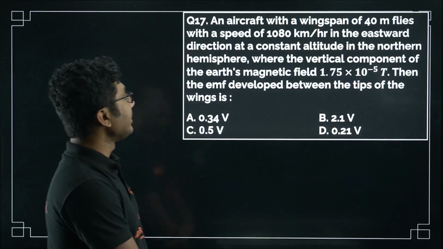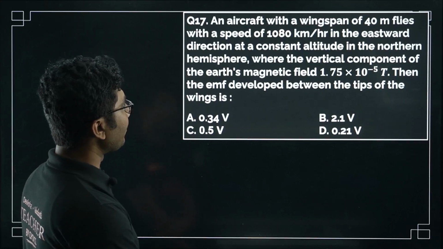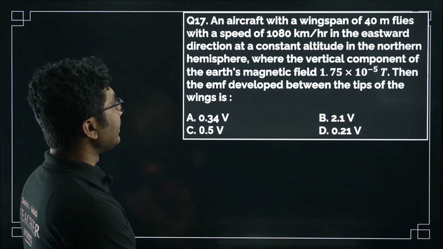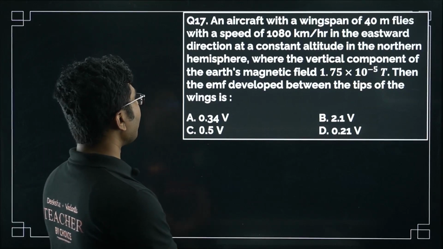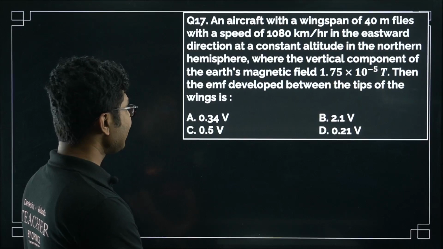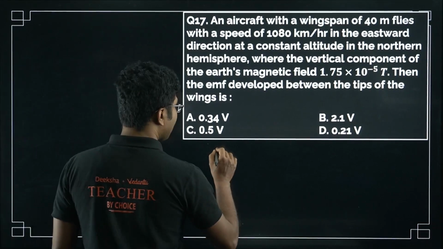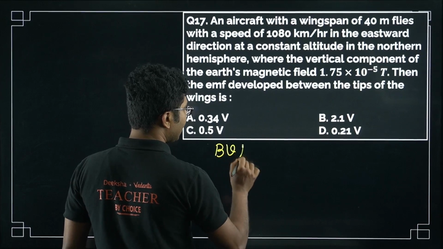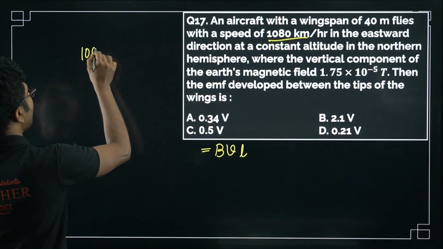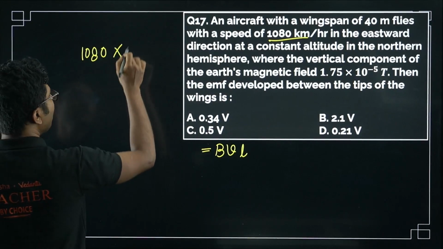An aircraft with a wingspan of 40 meter flies with a speed of 1080 km per hour in the eastward direction at a constant altitude in the northern hemisphere, where the vertical component of the Earth's magnetic field is 1.75 into 10 to the power of minus 5 Tesla. Then the EMF developed between the tips of the wings. Obviously, EMF developed is B into V into L. But here, as usual, V you have to convert. So 1080 kilometer per hour, you have to convert it into meter per second.